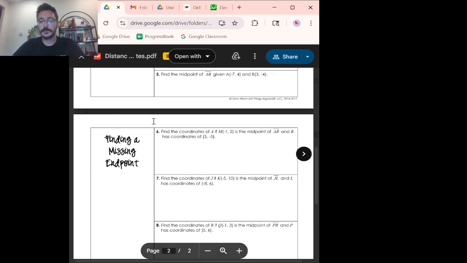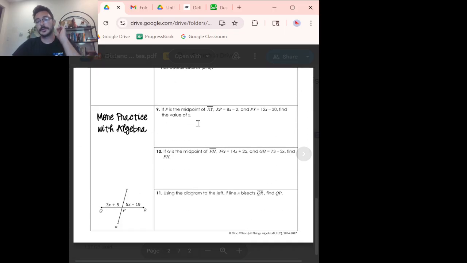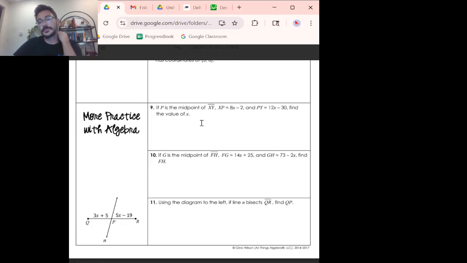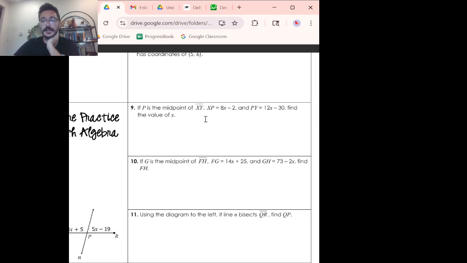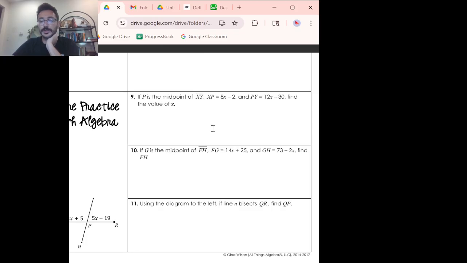Basically, this is just going back to what we were doing before with midpoints, with the idea that the midpoint splits it in half, so these two must be equal, and you can set them up and solve algebraically. So I think we've covered most of that.